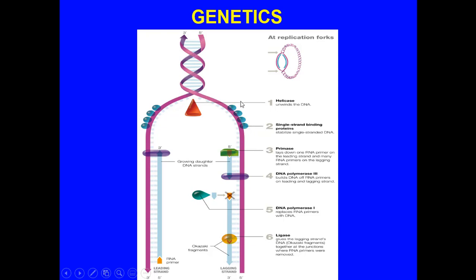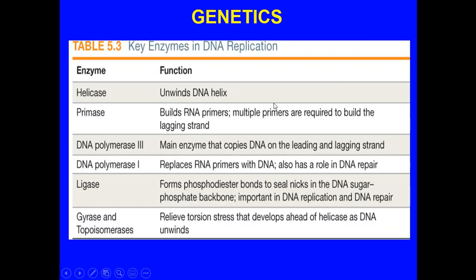Here are the single strand binding proteins that keep this double helix stabilized. Here is the helicase, which is right here. Okay. Now, key enzymes in the DNA replication, I've already mentioned most of them here. I encourage you to review this chart as you go over this particular chapter.